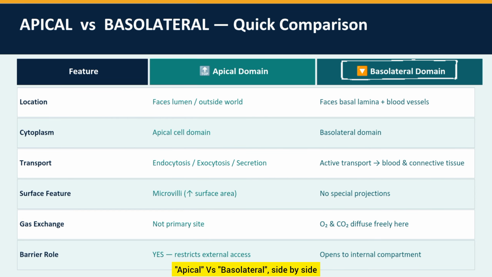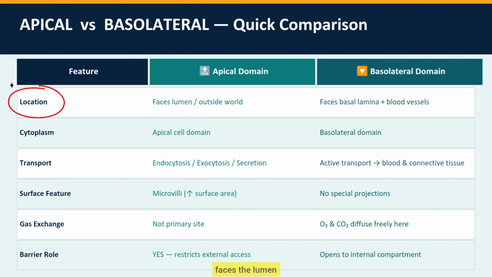Apical versus basolateral, side by side. Location. Apical faces the lumen or the outside world. Basolateral faces the basal lamina and blood vessels. Cytoplasm. Apical domain, present near the apical surface. Basolateral domain, present near the basal and lateral surfaces. Transport. Apical, endocytosis, exocytosis, and secretion. Basolateral, active transport into blood and connective tissue.